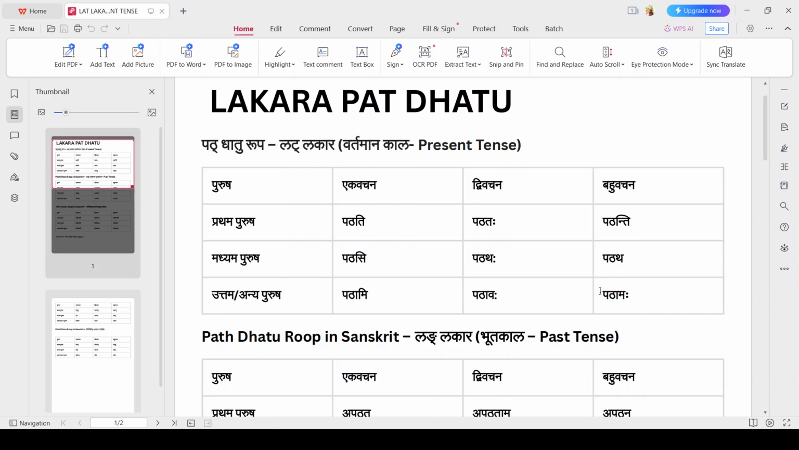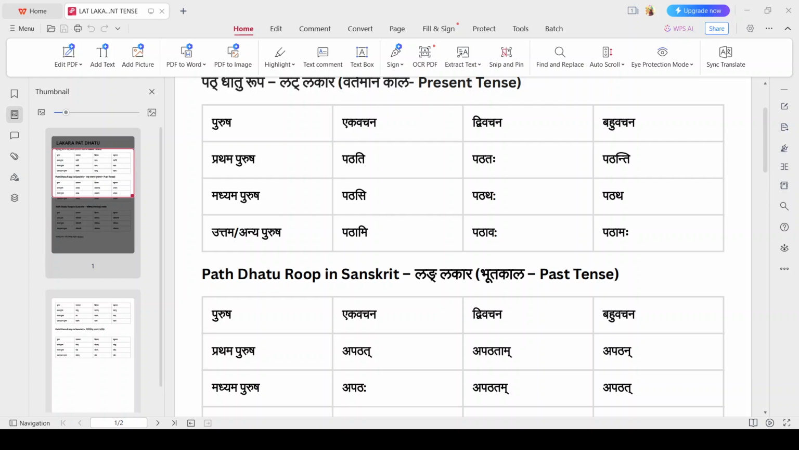From the point of view of the subject: if prathama purusha, saha or eshaha, we use pathati. If the subject is aham, it should be pathami, like aham chalami. Then madhyama purusha, the subject is tvam, so pathasi. For that. Then we can move to the next one.